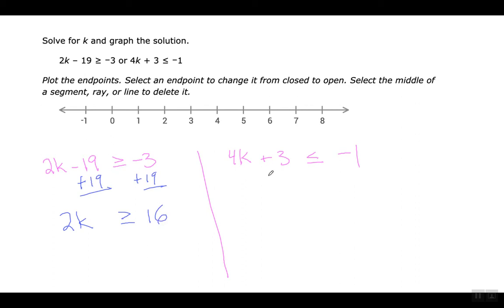And on the other side, first I get rid of the 3. I don't know why I did that. I should have finished this one, but whatever. Let me just continue. Okay, so 4k less than or equal to negative 1 minus 3 is negative 4.